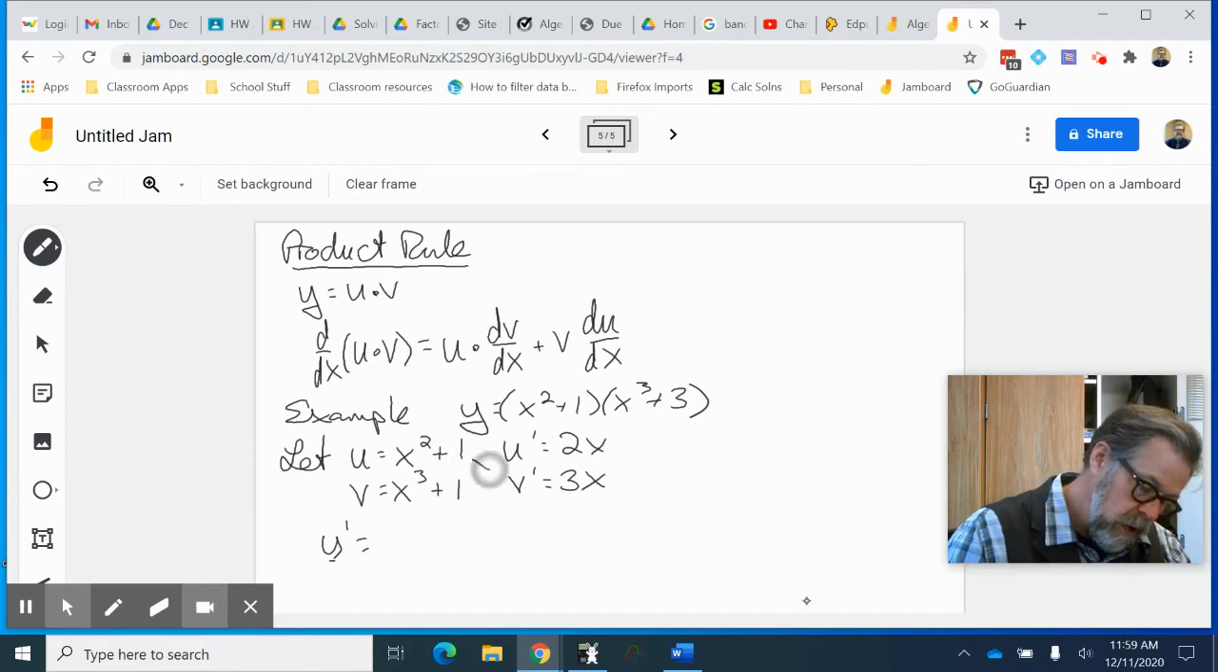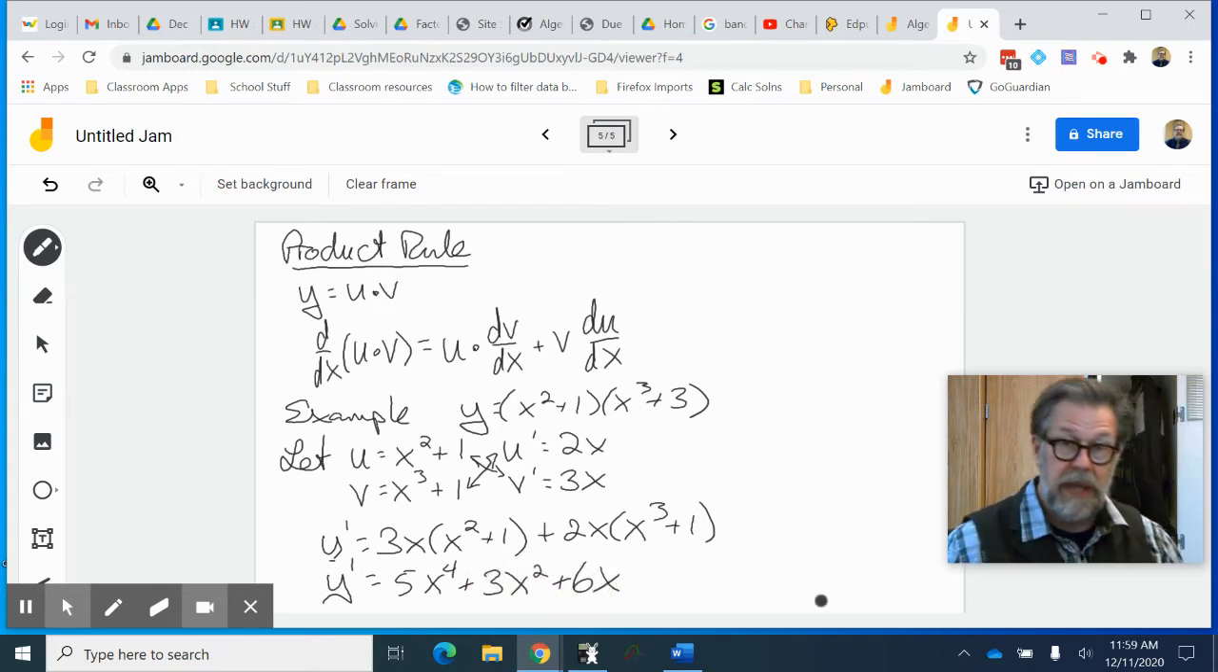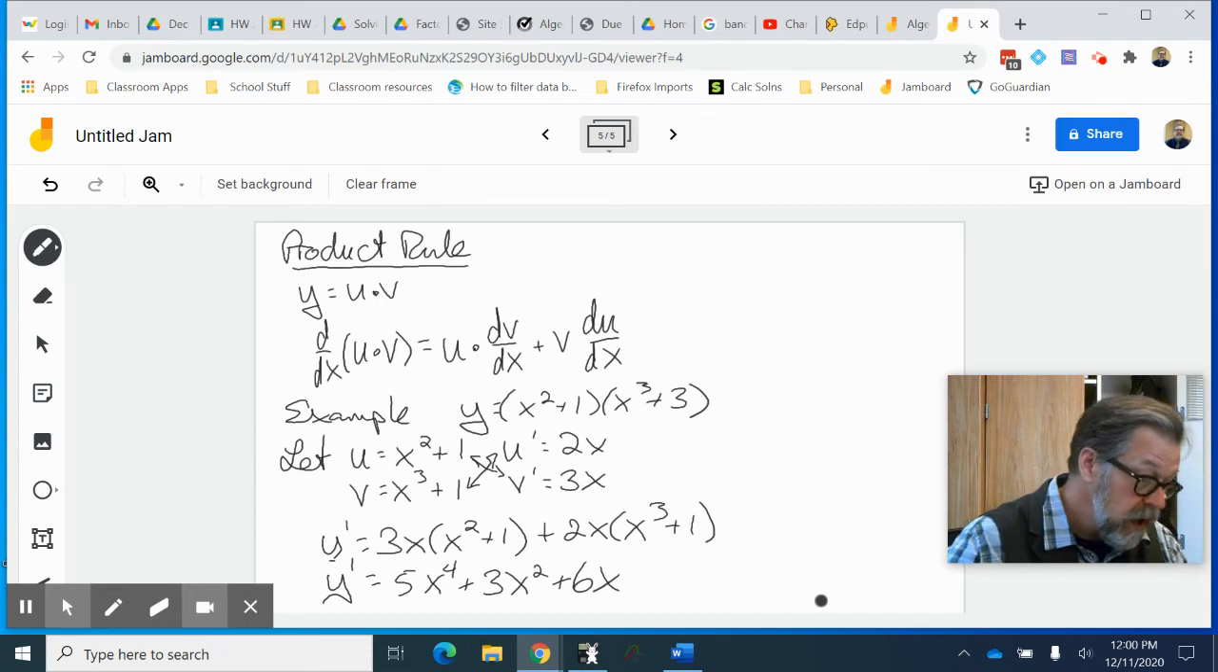So what is the derivative of y? Well, u times the derivative of v, so we've got (3x squared) times (x squared plus 1), plus v times the derivative of u. We've got 2x times (x cubed plus 3). And if we wanted to do a little simplification, we certainly could. We would get 5x to the fourth plus 3x squared plus 6x. Good idea to be in the habit of doing simplification, except on the AP test. Don't do any simplification unless you have to.